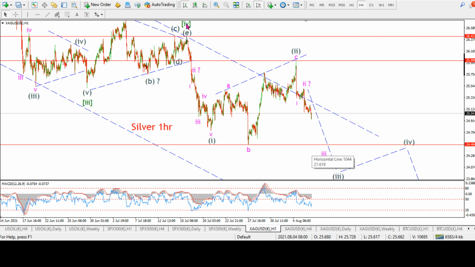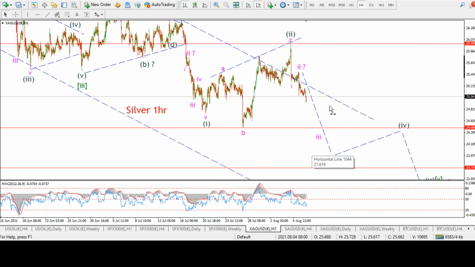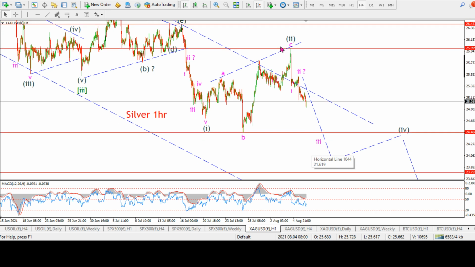I think we've got a triangle fourth wave in place within wave C. So wave C is again tracing out 5 waves down. You can see wave C in red here, tracing out 5 waves down. So we've got wave 1, 2 complete, maybe 1, 2 of 3. So wave 3 should be beginning.